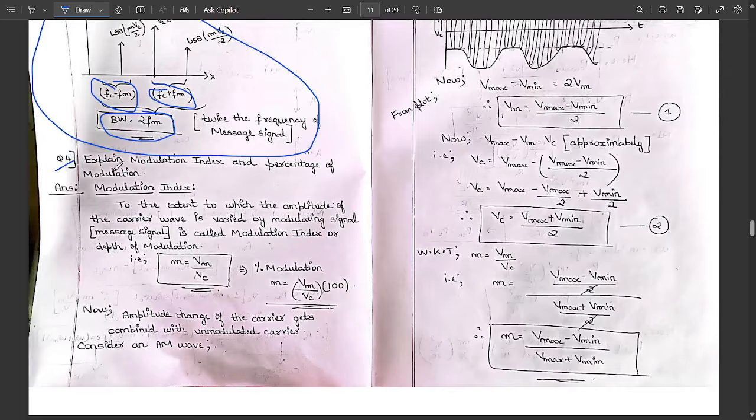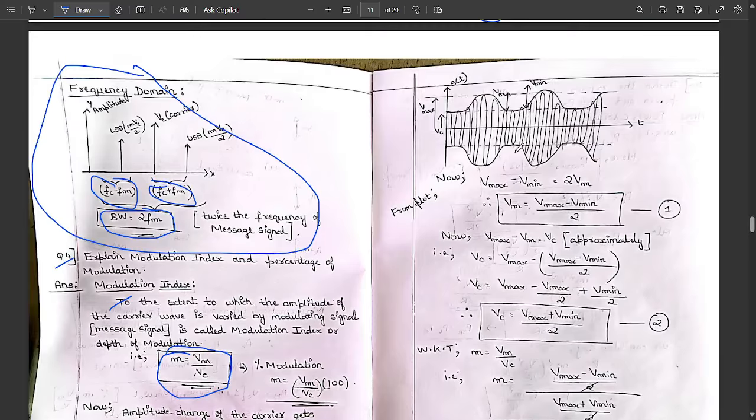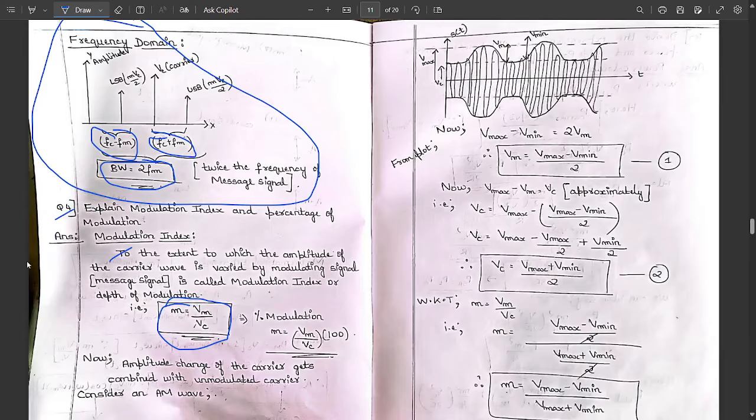One more important question is: explain modulation index and percentage of modulation. This is again very important and repeated multiple times. Related to this, they would be asking problems to find the modulation index as well as the percentage modulation. We should know the definition, and this is the fixed formula for the modulation index, that is Vm by Vc. Percentage of modulation is Vm by Vc into 100.